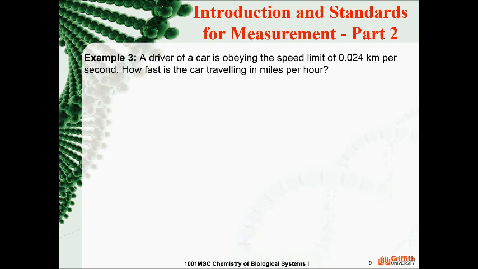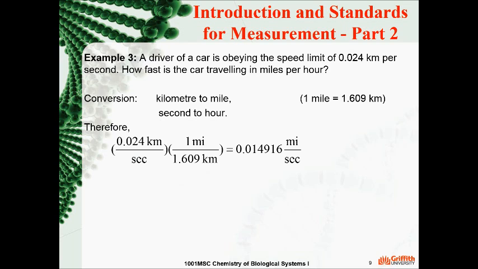What if we want to go backwards in the previous conversion example? So we want to convert the measurement from kilometers per second to miles per hour. How can we do that? Let's use the same example where the car is travelling 0.024 kilometers per second. Convert that to miles per hour. We use the same method.